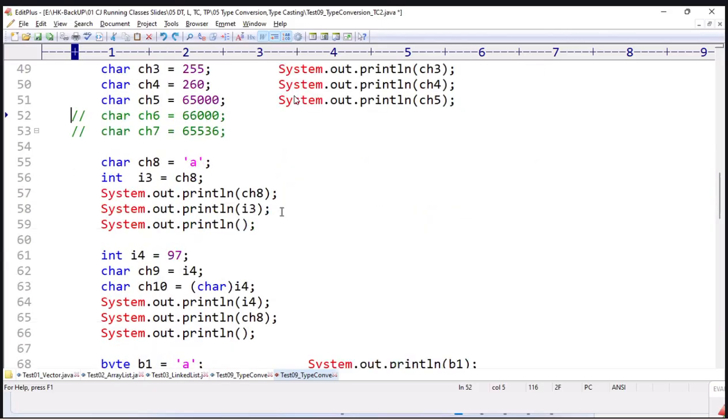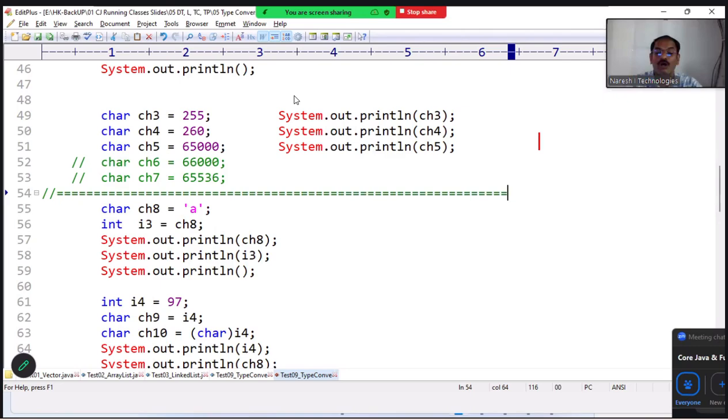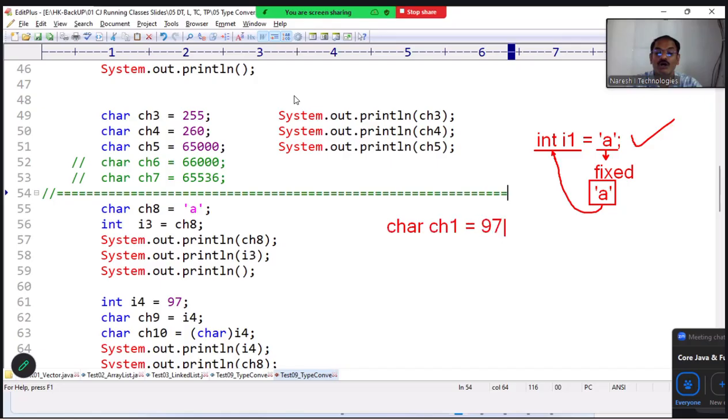Up to now, understood? Next, think and tell me. Up to now, we are understanding literals. A literal is a constant. Observe, important point. When I write int i1 equal to single quote A, you are initializing the variable with a literal. Literal means constant, constant means fixed. Directly it takes A and checks whether this value can be in the range of int or not. Yes, compile. Now I am writing char ch1 equal to 97.